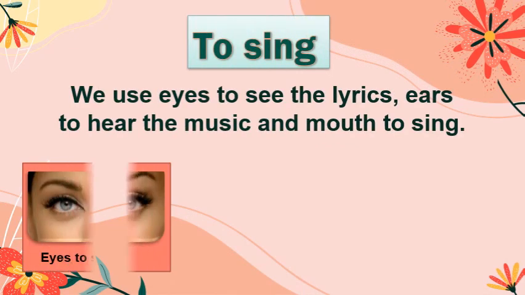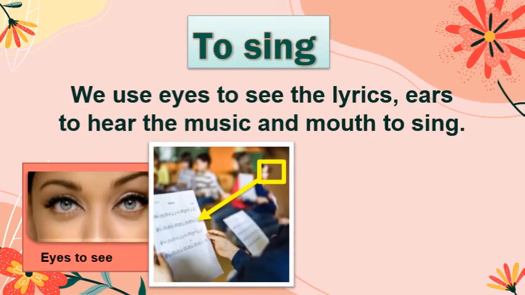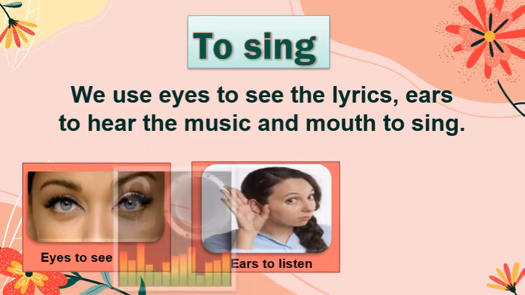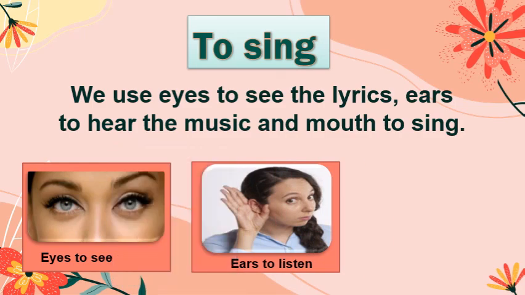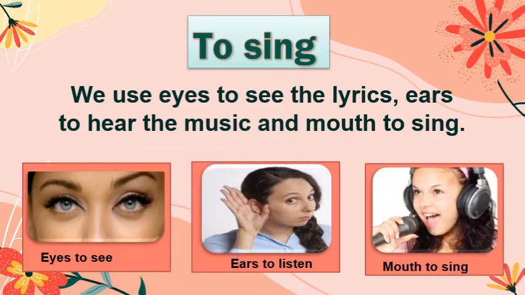Second example. Here we have a girl singing. She is using her 3 organs: her eyes, her ears, and her mouth. When we are singing, we use eyes to see the lyrics, ears to hear the music, and mouth to sing. They are all working together.